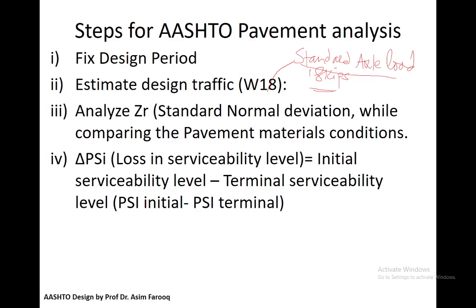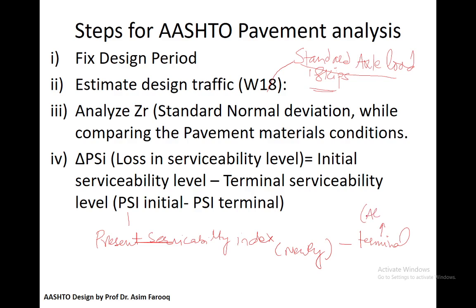The third step is to analyze the ZR. ZR is basically the normal deviation used to compare the different types of pavement material conditions. And the fourth one, we have the delta PSI, which is used to understand the ability of the pavement to serve the traffic for which it is designed. When we talk about serviceability, it refers to the ability of the pavement to serve the traffic for a specific period of time.